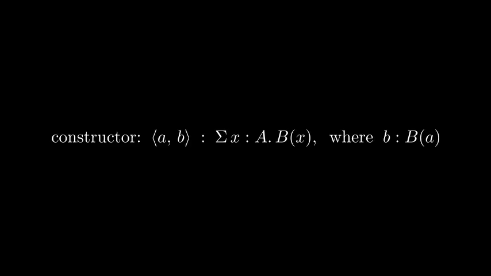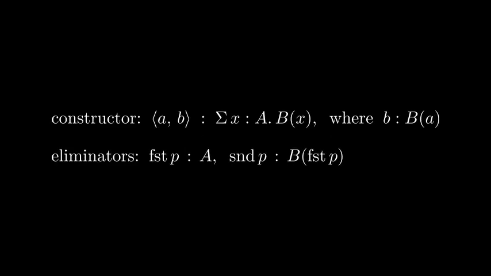Same template. One constructor, two eliminators. The constructor takes an a of type A together with a b whose type is B applied to that specific a. The eliminators are still fst and snd, but now snd's type literally depends on what fst returns.